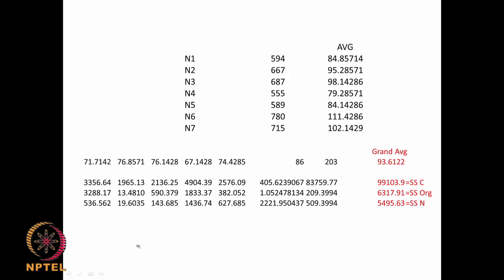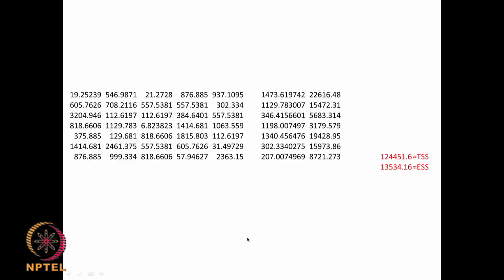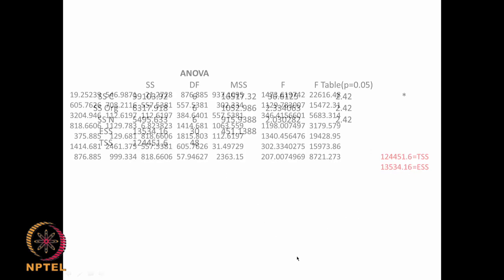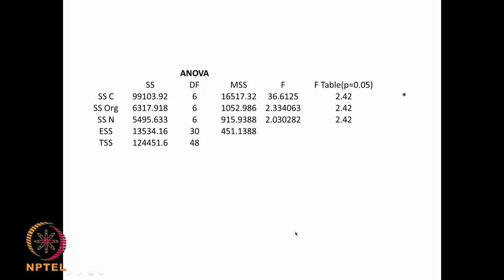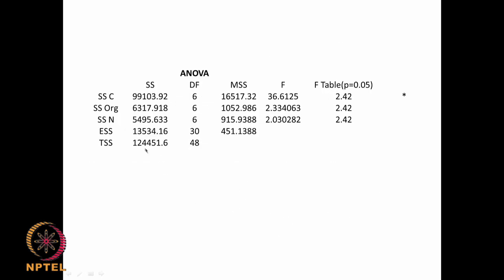Sum of squares for carbon 99103, sum of squares for organism 6317.9, sum of squares for nitrogen 5495.6, total sum of squares is 124451. So how do you get the error sum of squares? We subtract each one of these from this. This is an indication of the error. Now there are totally 7 into 7, 49 data points.